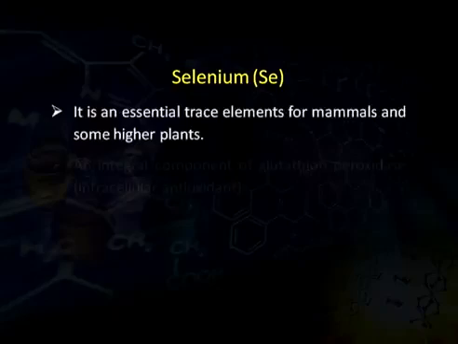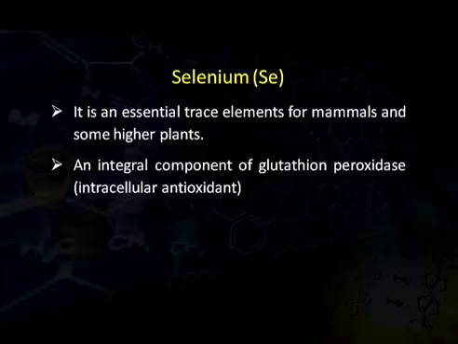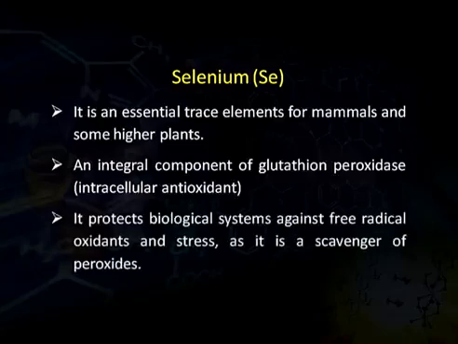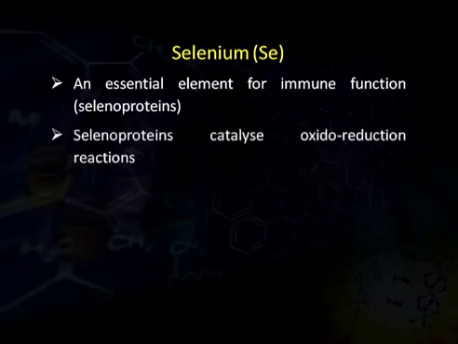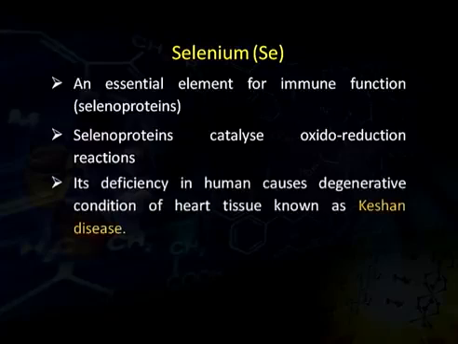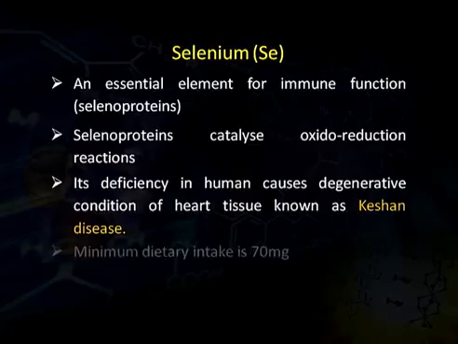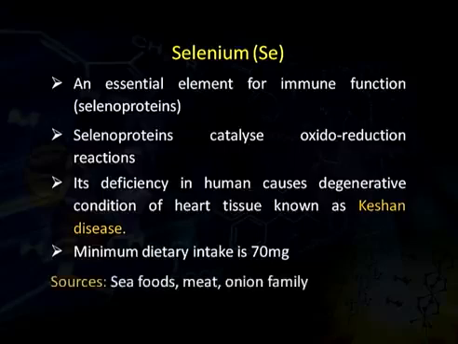Selenium is another ultra trace element. It is essential for mammals and some higher plants. It is an integral component of glutathione peroxidase, which is an intracellular antioxidant. It protects biological systems against free radical oxidants and stress as it is a scavenger of peroxides. Selenium is also an essential element for immune function. There are some proteins in the body called selenoproteins, and these proteins catalyze oxidoreduction reactions. Its deficiency in humans causes a degenerative condition of heart tissue, which is known as Keshan disease. Its minimum dietary intake is 70 micrograms, and the sources of selenium are seafoods, meat and onion families, that is, the vegetables which belong to the onion family.